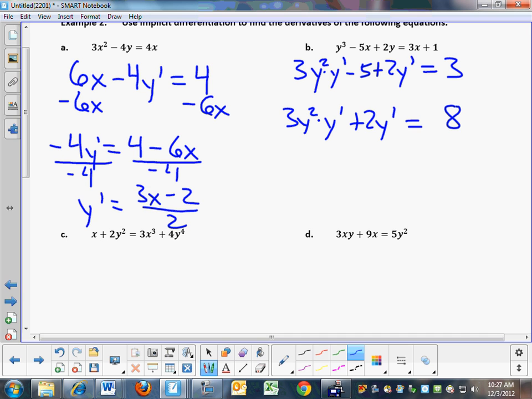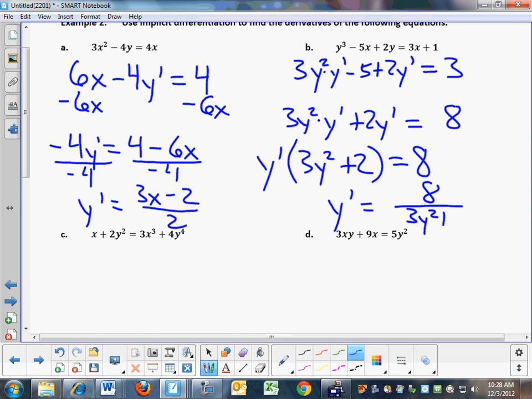Now, taking Andrew's advice, I'm now going to factor out a y prime. That way, it is solved for. Okay? It's isolated. I'm left with 3y squared plus 2 is equal to 8. And now I divide both sides by 3y squared plus 2. I get y prime is equal to 8 over 3y squared plus 2.